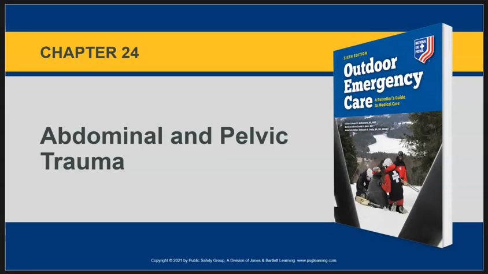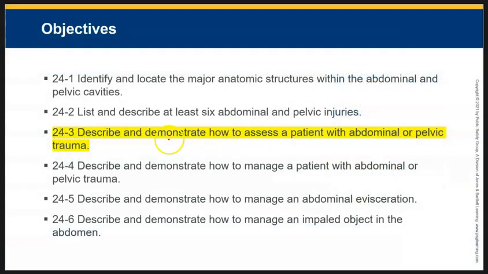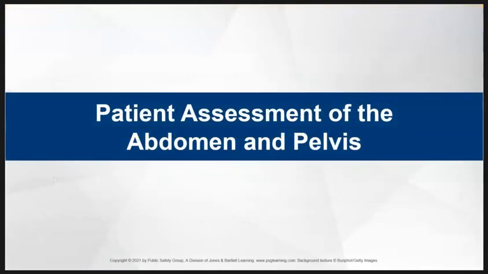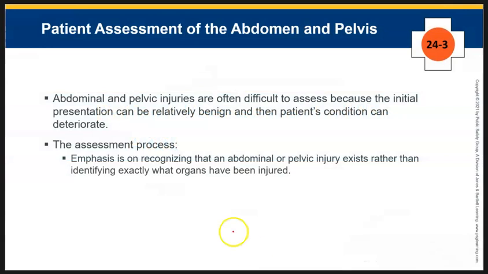This video continues Chapter 24 of OEC 6, looking at abdominal and pelvic trauma, and it specifically focuses on the assessment of patients with injuries to these regions. When we look at patient assessment, nothing will change in terms of our general assessment process. However, identifying exactly what may have been injured does require our knowledge of anatomy.